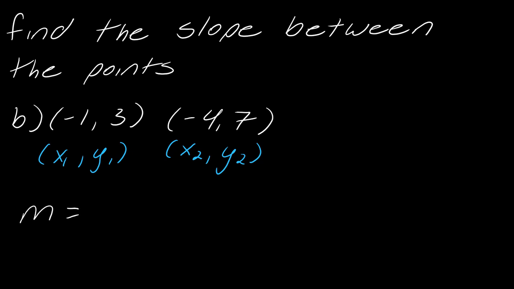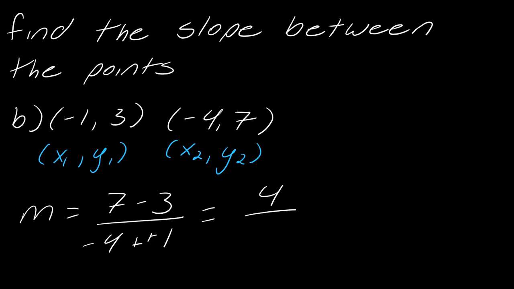So if I set this up, I'm going to take y2 minus y1, so I'll take 7 minus 3, and then x2 minus x1, so that's going to be negative 4 minus negative 1. Now, in this case, a negative and a negative will create a positive, so this will equal 4 over negative 3. And by the way, with a negative in the bottom, just a little fact here.